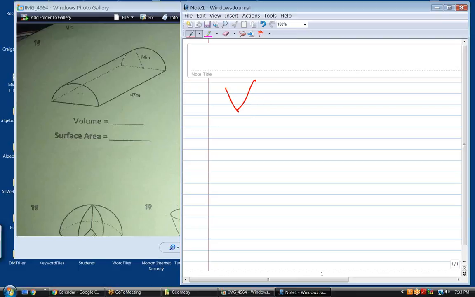What kind of object is that? Like half of a cylinder. Okay. So what's the formula for a cylinder? Pi r squared times height. And it's half, so I'm going to put the half right there in front. Okay, now fill in everything.